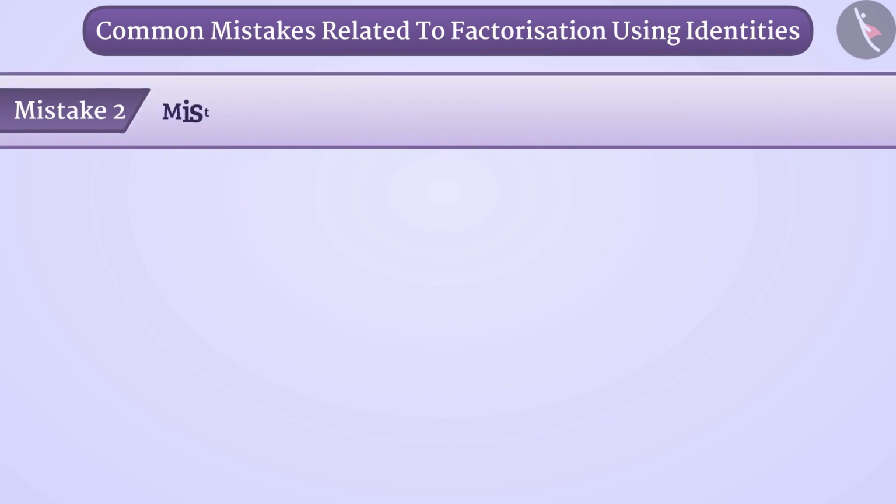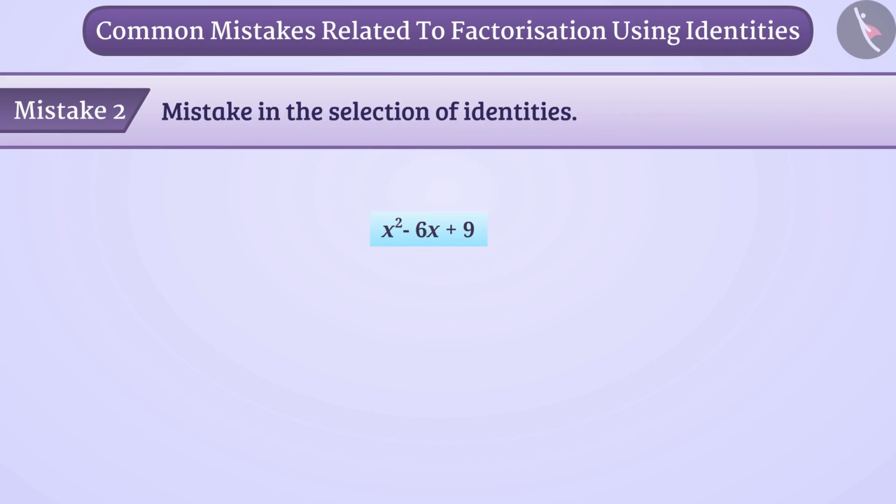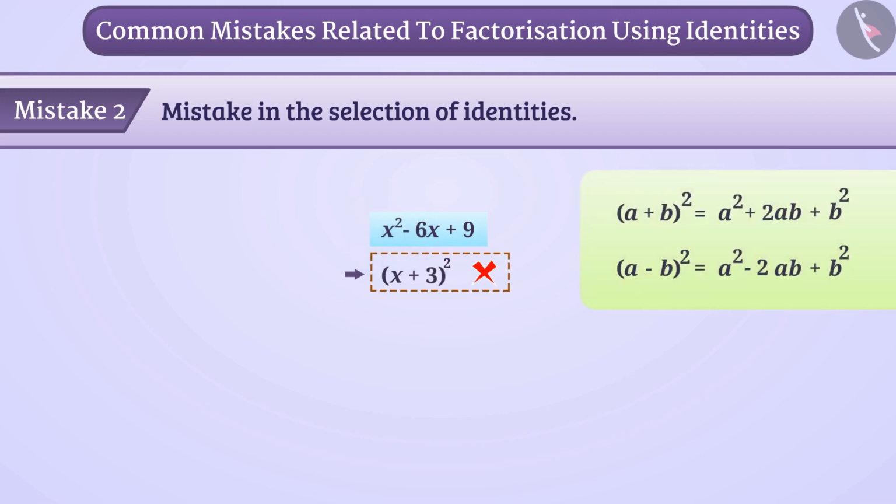Mistake 2. Mistake in the selection of identities. If some children are asked to factorize the algebraic expression x square minus 6x plus 9, they answer (x plus 3) whole square in a hurry. But it is a wrong answer. This happens because here children see that 9 is a perfect square and the variable x is also a square. So, they think that identity 1 is used to factorize the algebraic expression shown. They do not notice here that there is a minus sign between x square and 6x.